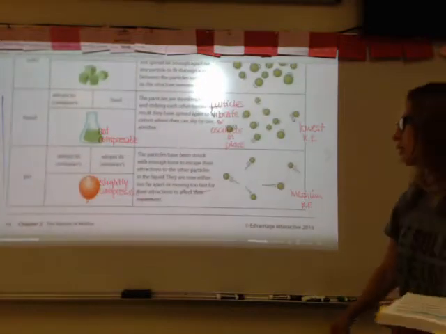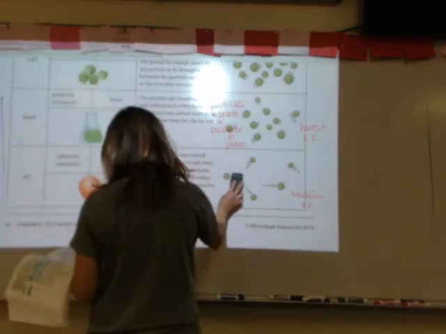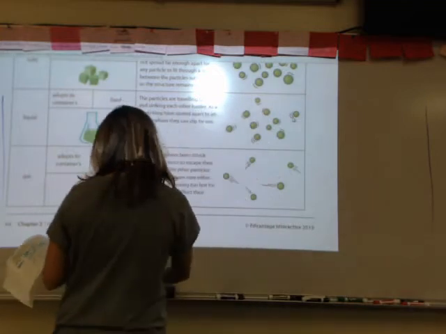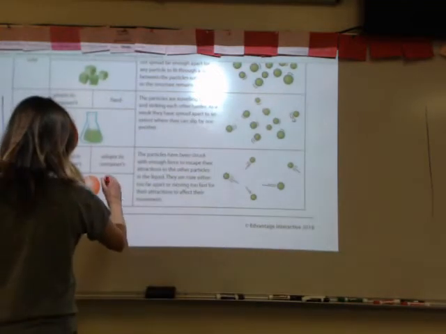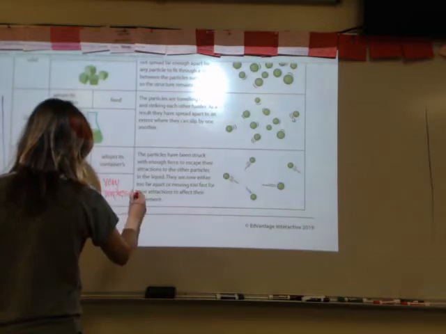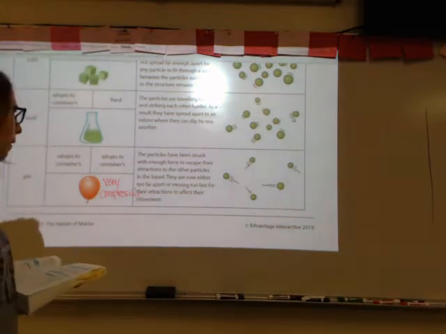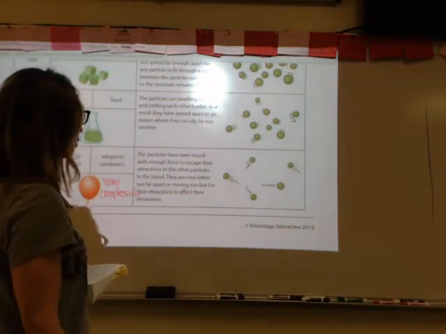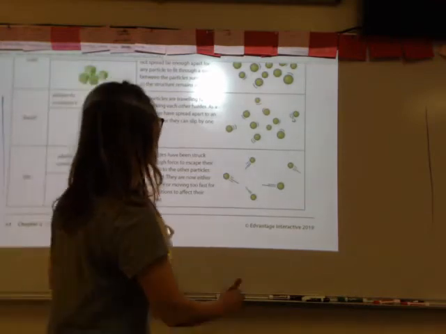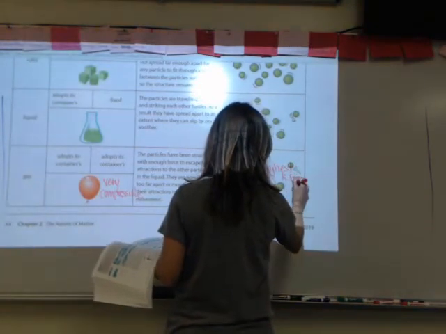For a gas, gases have the ability to adapt to the shape of their container and to the volume of their container. They can expand and they can compress. So they're very compressible, and that's because there is a lot of space in between gas particles themselves. The particles take up very little volume. The particles are free to move and collide with each other and bounce off the walls of the container. And this is when you're going to have the highest kinetic energy.